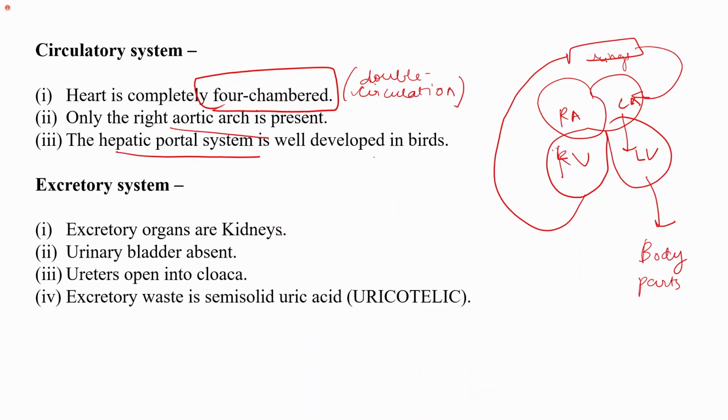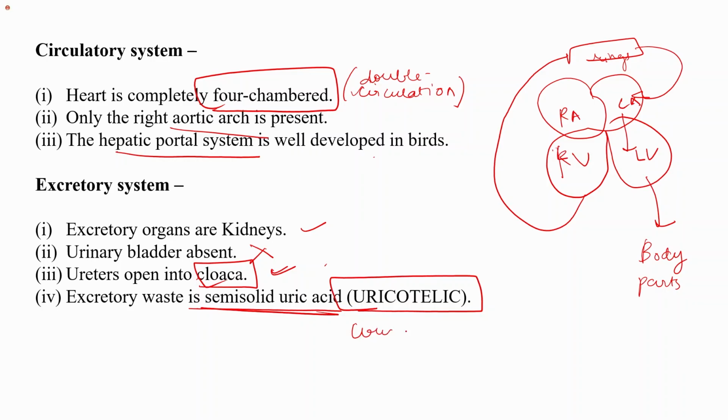Excretory system. Excretory organs are kidneys. Urinary bladder is absent. Ureter opens into a cloaca. As I showed you, it is a three-chambered cloaca. Excretory waste is semi-solid uric acid. Therefore, they are uricotelic. So, uricotelic means to excrete uric acid. Right? So, these are uricotelic.